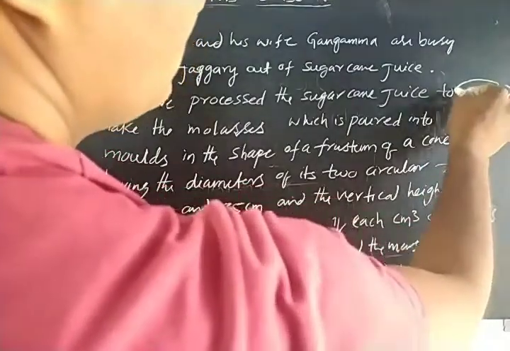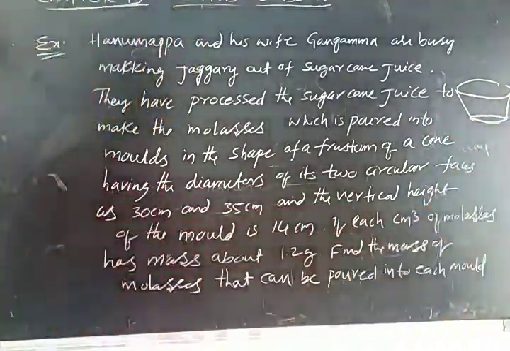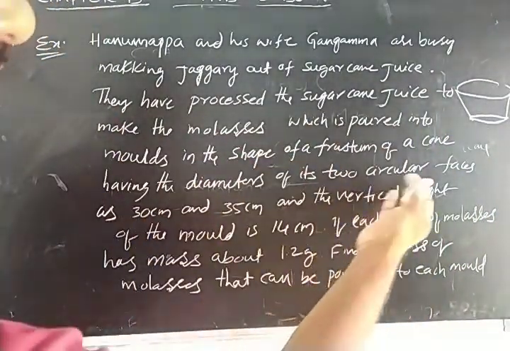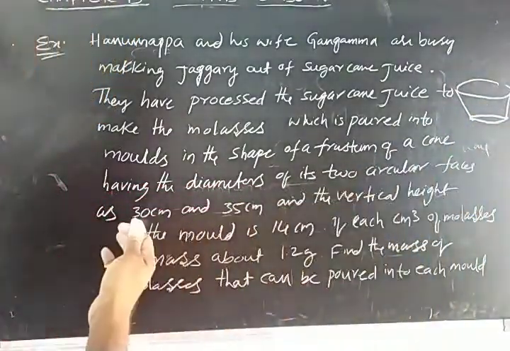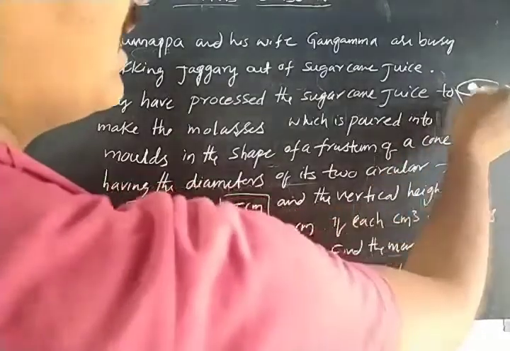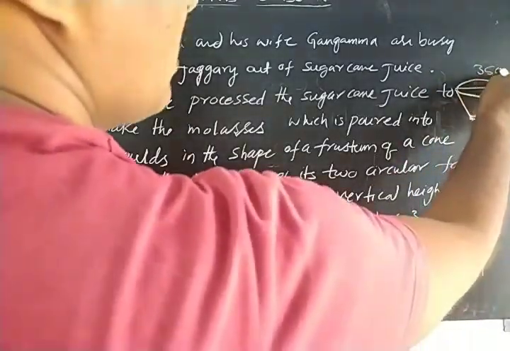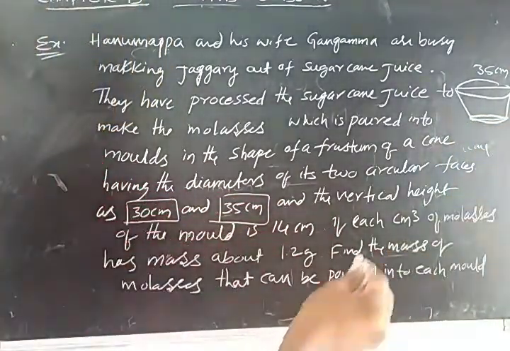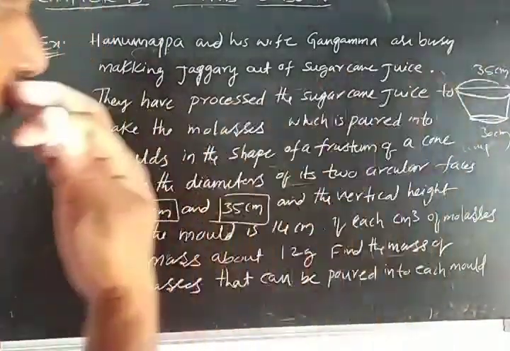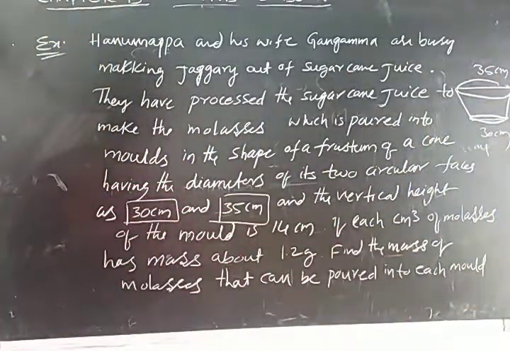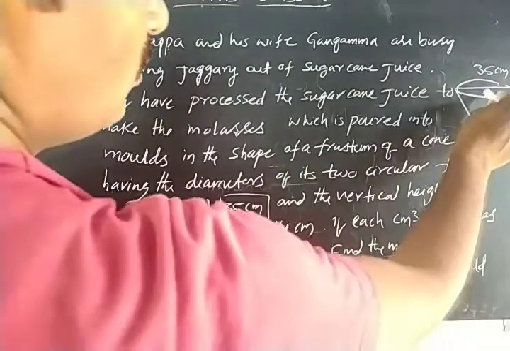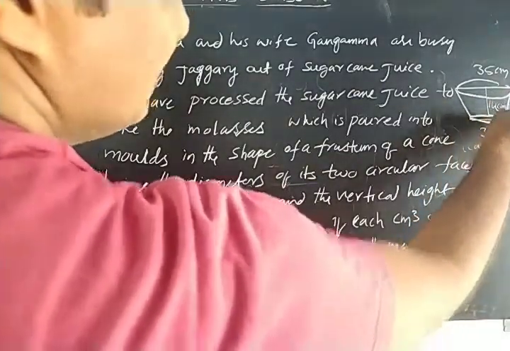Suppose I am taking it like this. This is the shape of the mold, which is the shape of a frustum cone. It has two circular faces, and their diameters are given. The bigger circle has a diameter of 35 centimeters, and the smaller circle below has a diameter of 30 centimeters for each mold, which is used to pour the molasses. The vertical height of the mold is 14 centimeters, which is h.